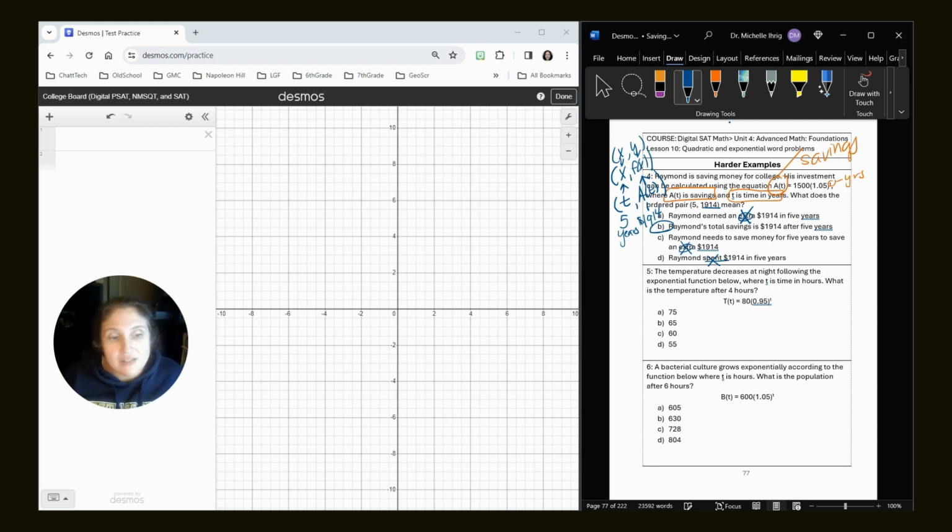The temperature decreases at night following the exponential function below, where, I forgot to change this, h is time in hours, and T of h is the formula that we're going to use. What is the temperature after 4 hours? So this is a perfect Desmos question. I've got T of h equals 80 parentheses 0.95, close the parentheses. Shift 6 gives us the exponent where we'll write the h. Now we have the function.